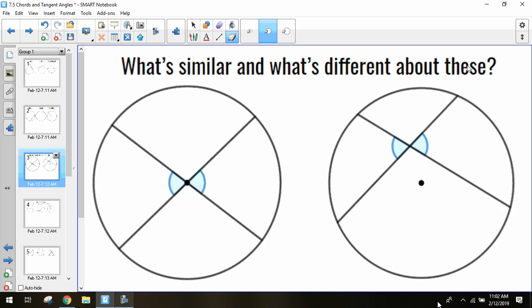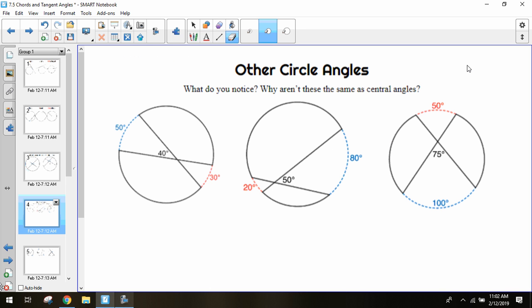So this is where your notes actually start, where you're going to pick out. So we have three examples of some chords intersecting, some angles formed by chords. What do you notice about the combined measures of the arcs and the angles of these situations? What do you pick up?